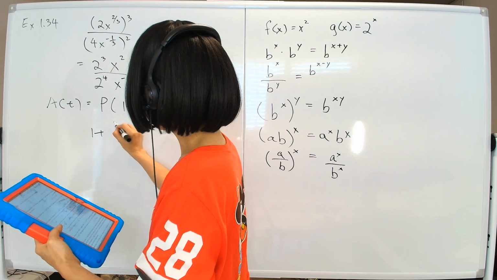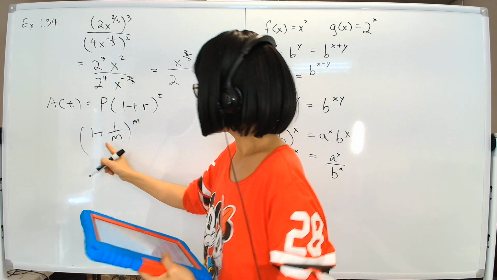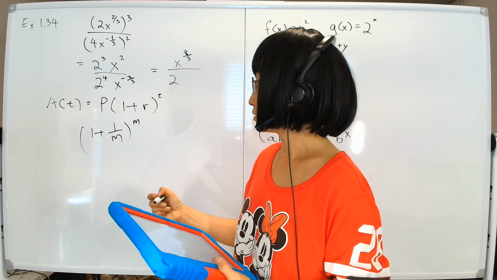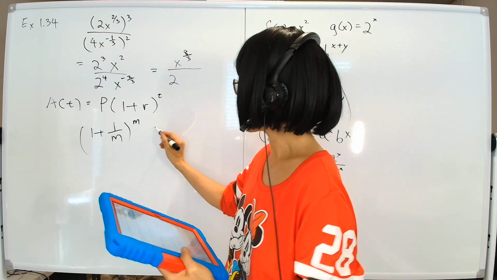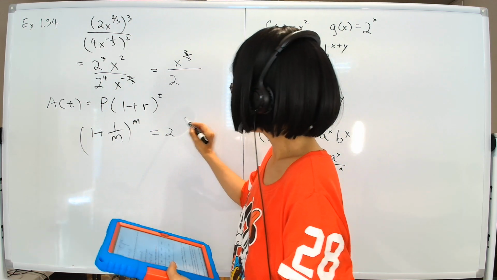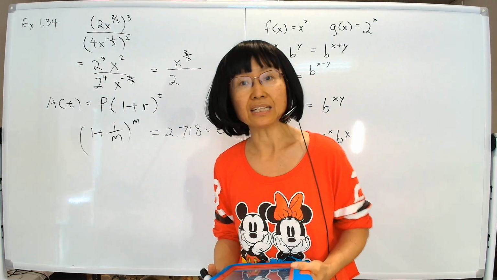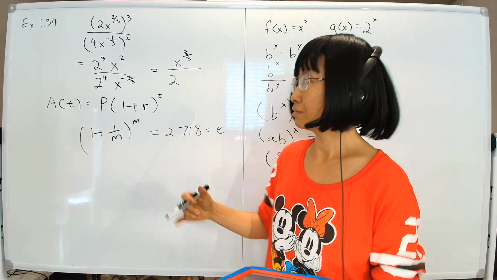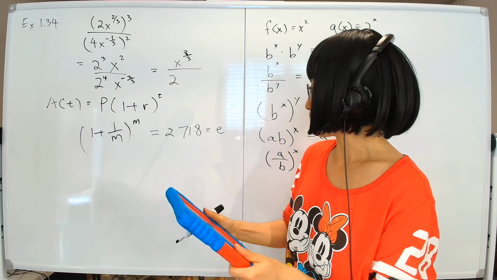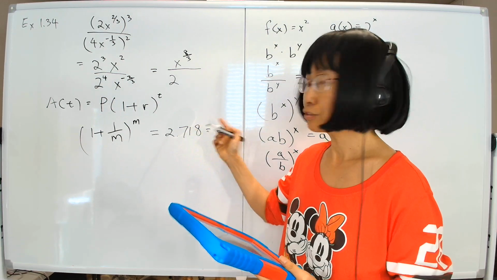1 plus 1 over m, to the power m. And as m increases, this settles down into a specific number. That's 2.718. And this number has a name, it's called e. e and pi are the two numbers in the math world that have their own name. Pi is 3.14, and e is 2.718.